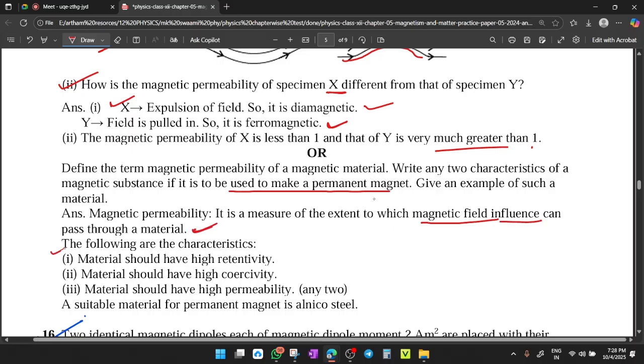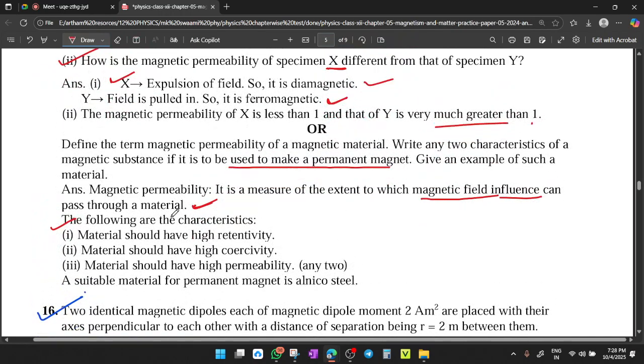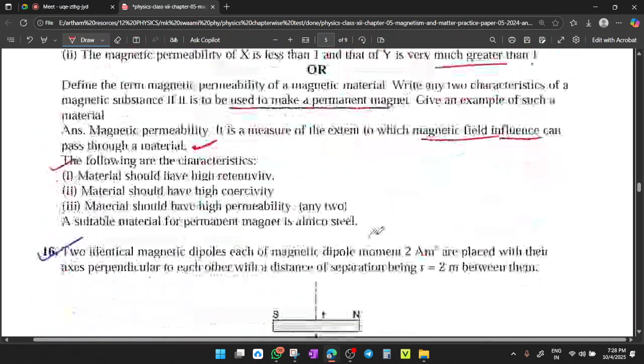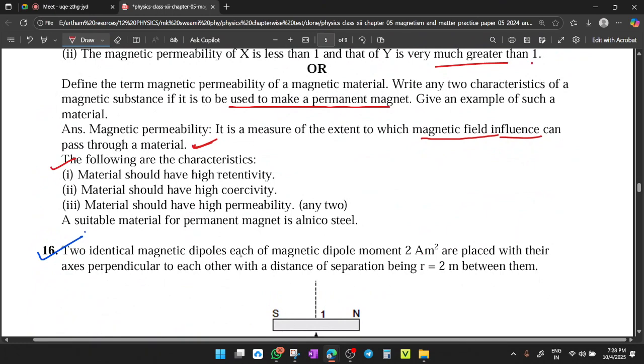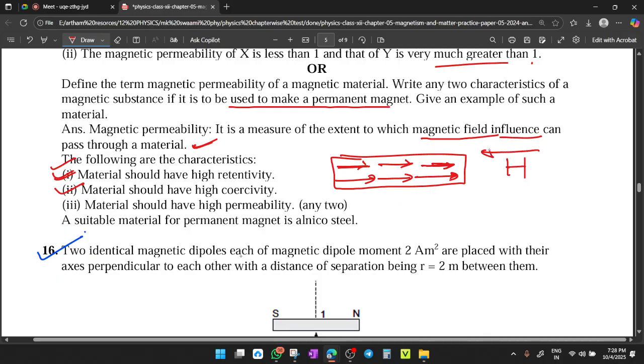The following are the characteristics of a material for a permanent magnet. First, the material should have high retentivity, meaning it should retain the magnetism that we have induced inside it. Second, the material should have high coercivity. If I want to erase the acquired magnetic field, we have to apply a high magnetizing force. This is called coercivity.